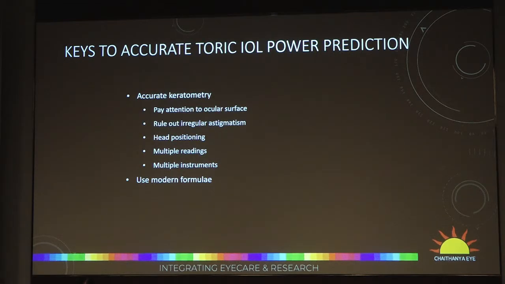So to sum up, the key to accurate toric IOL power prediction is accurate keratometry. You have to pay attention to the basics, the ocular surface, rule out irregular astigmatism, and do a topography if possible. Make sure you're positioning the head properly while taking the keratometry. Take multiple readings, see if they are in agreement, use multiple instruments, and of course use modern formulae.